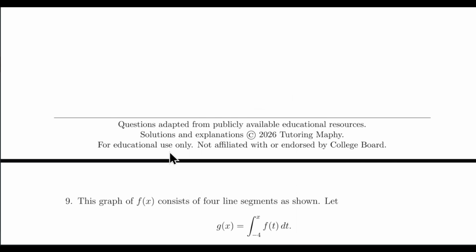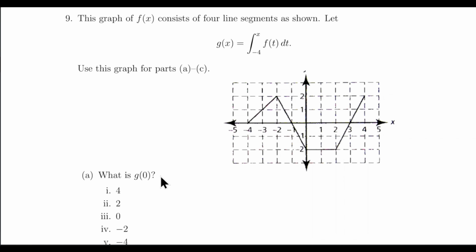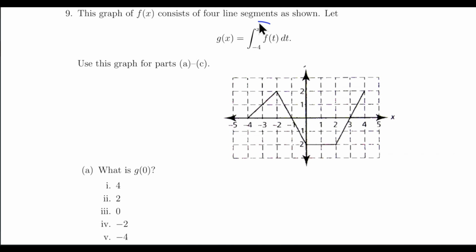All right, excellent. This one says that there is a graph of f of x that consists of 4 lines. Okay, you can see that. And G is this. So use this graph to find the parts A to E. What is G of 0? I think G of 0 is just you replace x by 0 over here. So let's find out. G of 0 will be equal to the integral from negative 4 to 0 of f of t dt. And that is just the area under the curve from negative 4 to 0. So negative 4 is here, 0 is here. Let's find the area under the curve.